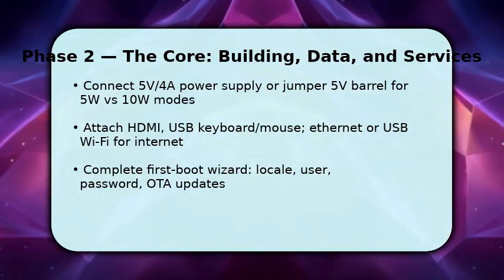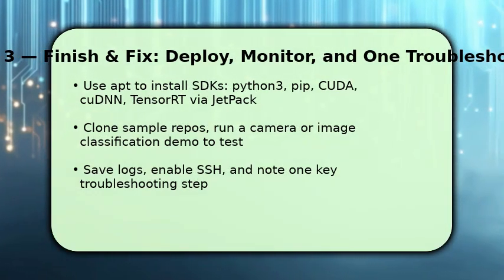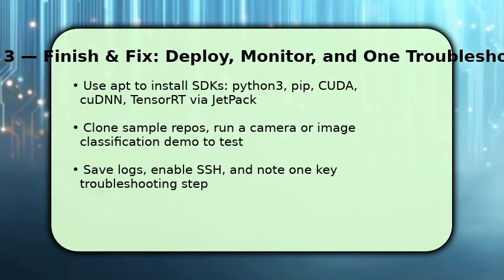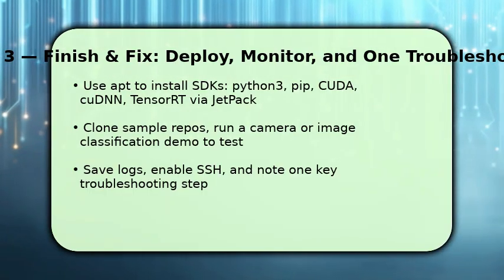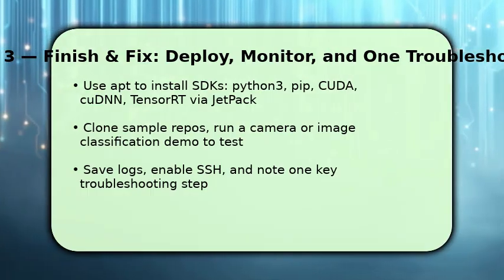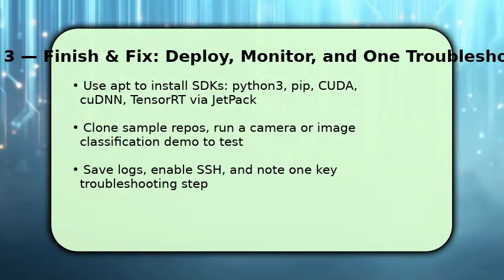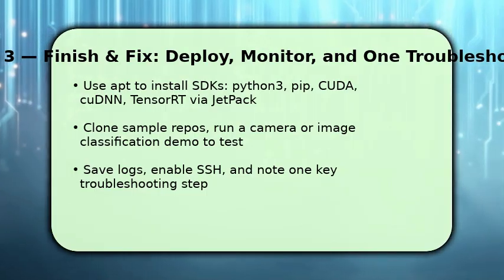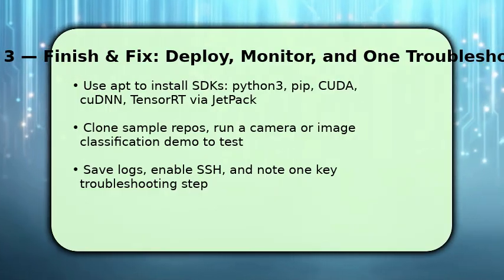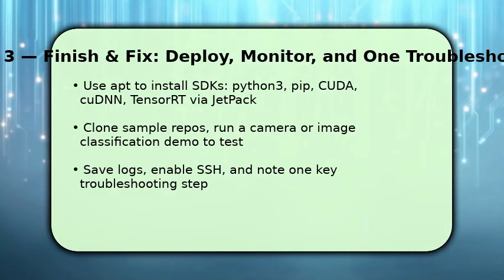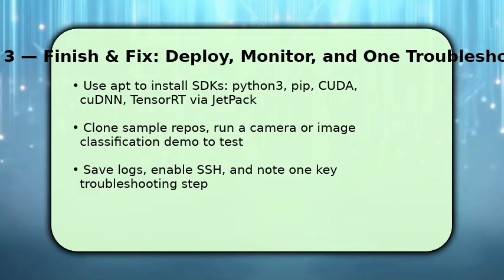You now install SDKs and test a sample. Use apt and pip to install Python 3 packages, then verify CUDA, cuDNN, and TensorRT provided by JetPack so your frameworks leverage the GPU. Clone a sample repo and run an image classification or camera demo to confirm camera, drivers, and GPU acceleration. If things go wrong, check dmesg and /var/log/syslog for driver errors. Ensure the power supply meets current demands, and enable SSH for remote debug.